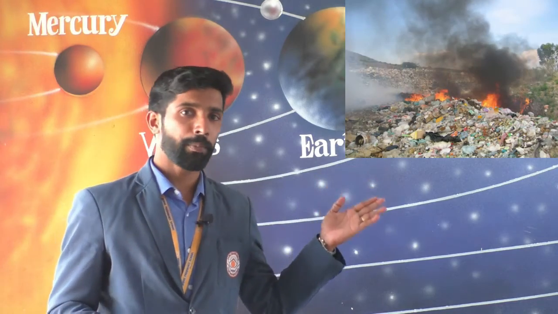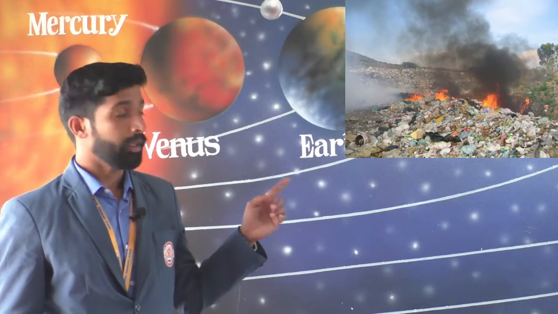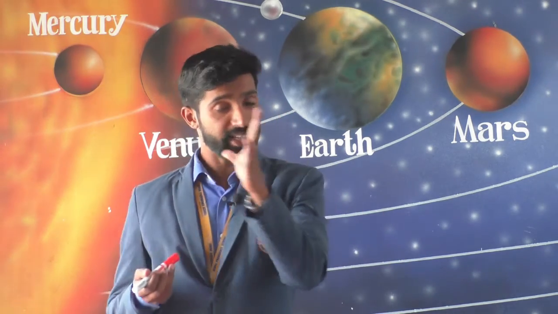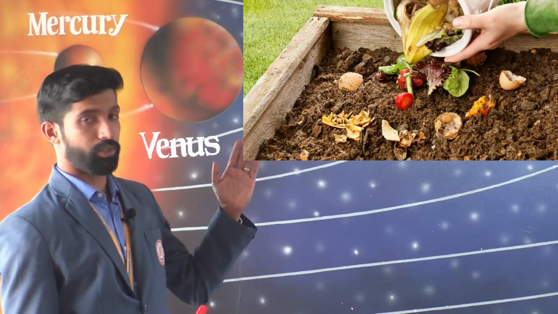Next is burning. See the picture? Burning. In this method, waste is collected in one place and burned. This method converts waste materials into heat, gas, steam and ash. And this practice is harmful as it causes what? Yes, exactly, air pollution.